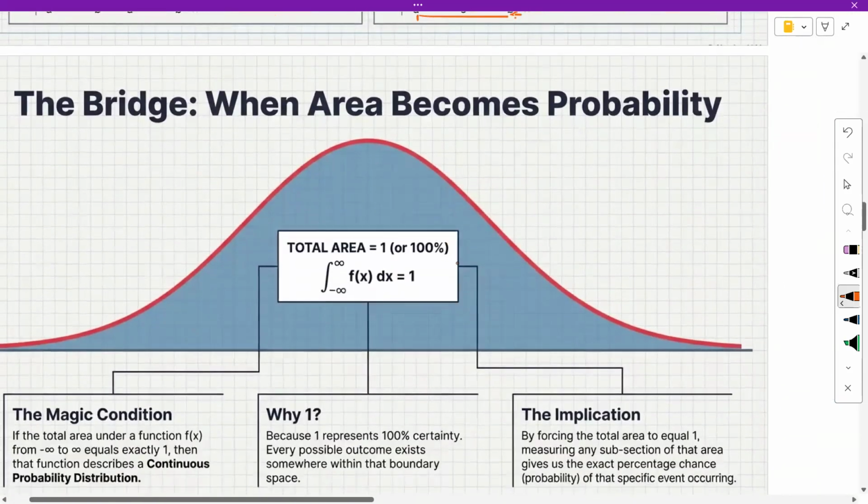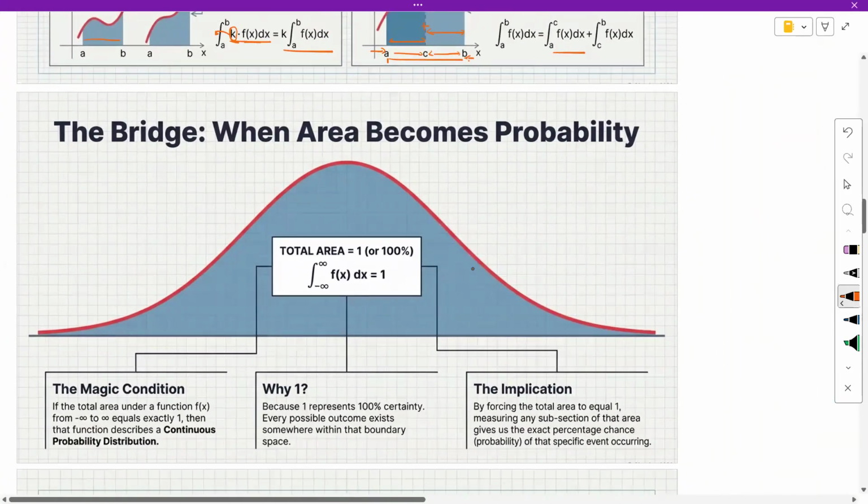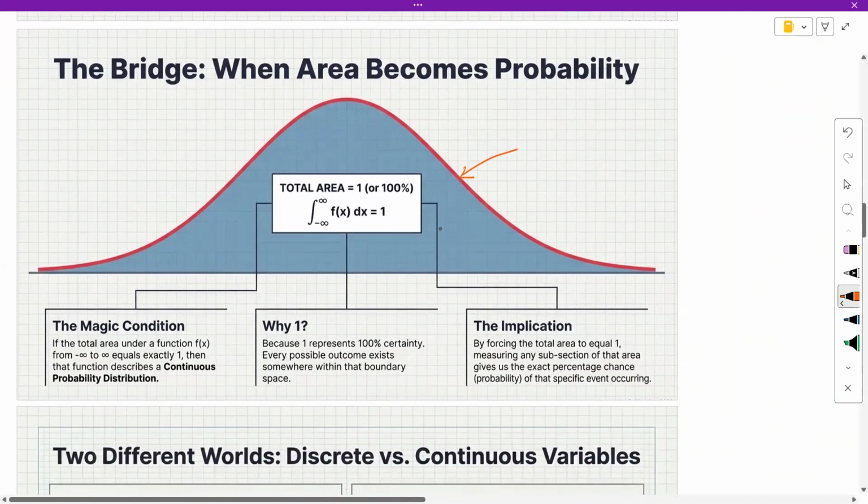Now we bridge how this integration function can be used in the probability function. The bridge: when area becomes probability. Look here. This is the curve, function of x. The total area under a curve is 100% or 1. Total area of any curve equals 1 or 100%.